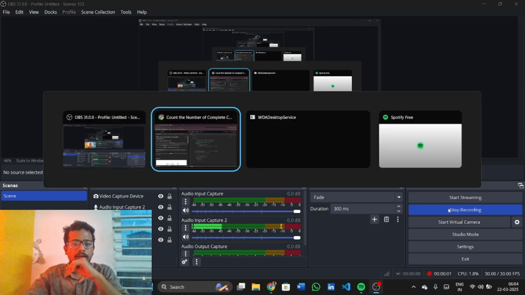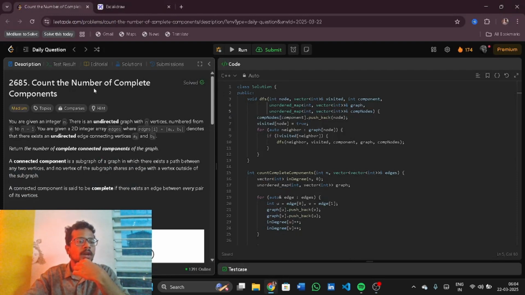Hello everyone. Let us now discuss how we can solve this problem: count the number of complete components. We are given an integer n. There is an undirected graph of n vertices numbered from 0 to n minus 1.